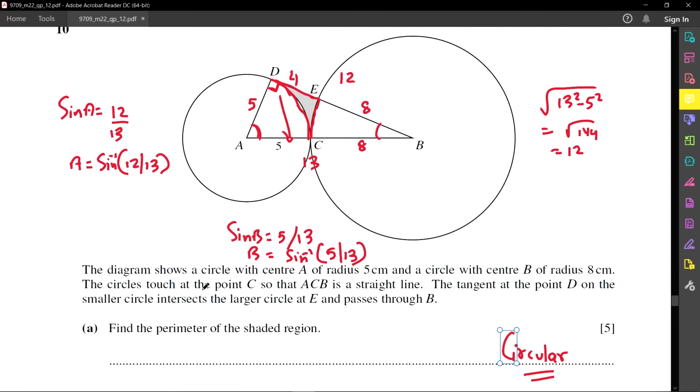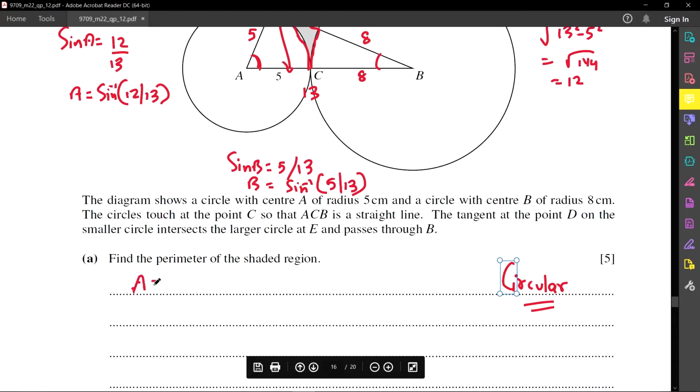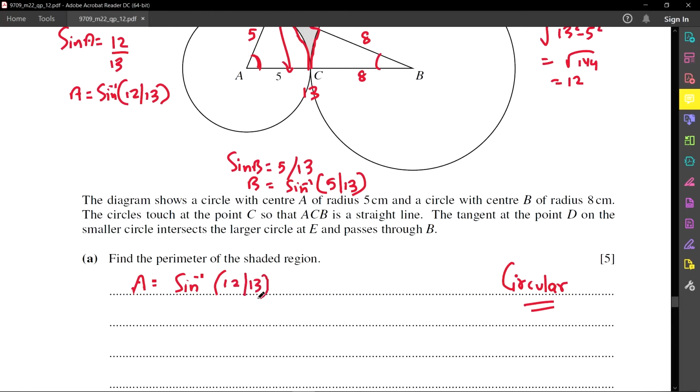So A is sine inverse of 12 by 13, and B is sine inverse of 5 by 13.